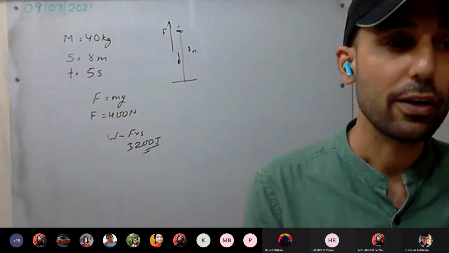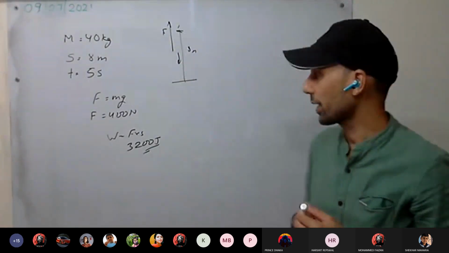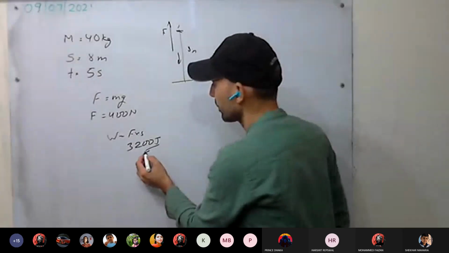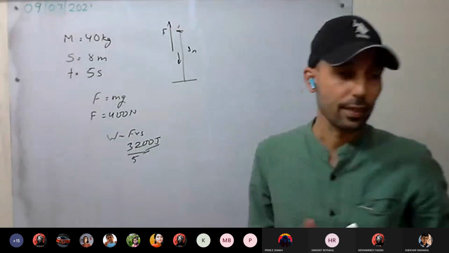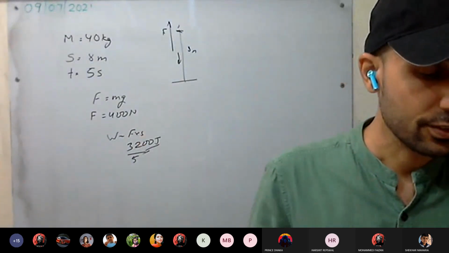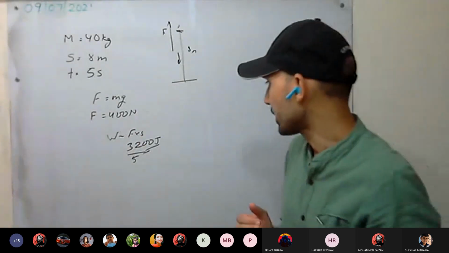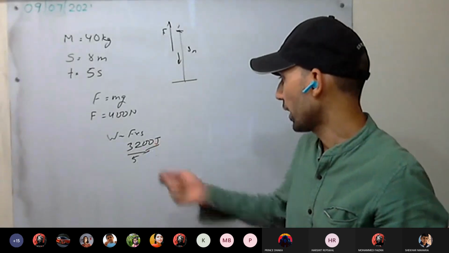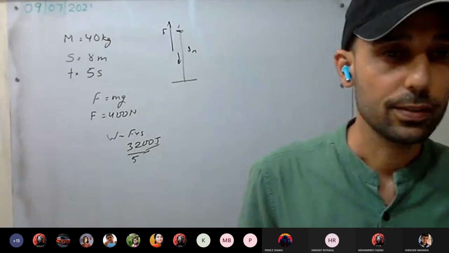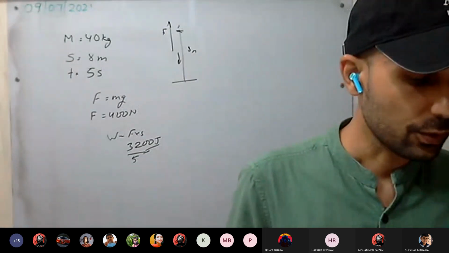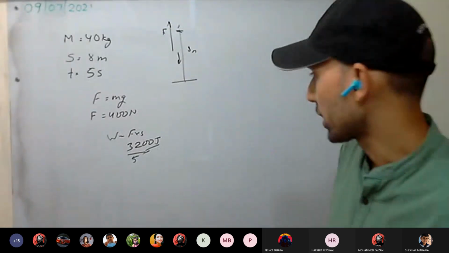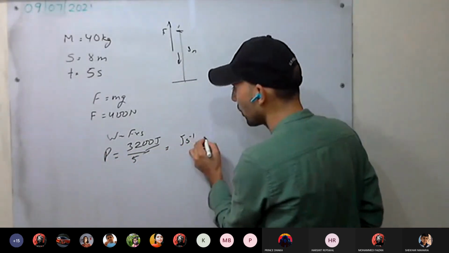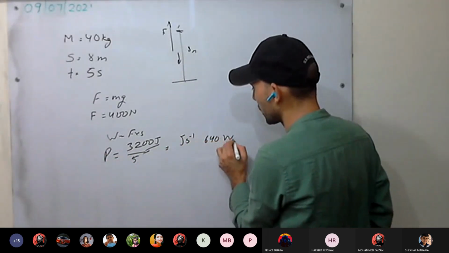Power spent by the boy. How do we calculate power? Work done per second. That's the power. So divided by 5. 3200 divided by 5. 640 joules. Yes or no? 640 watt. Power we are calculating. Power equal to this much. It is joule per second. We can say 640 watt.